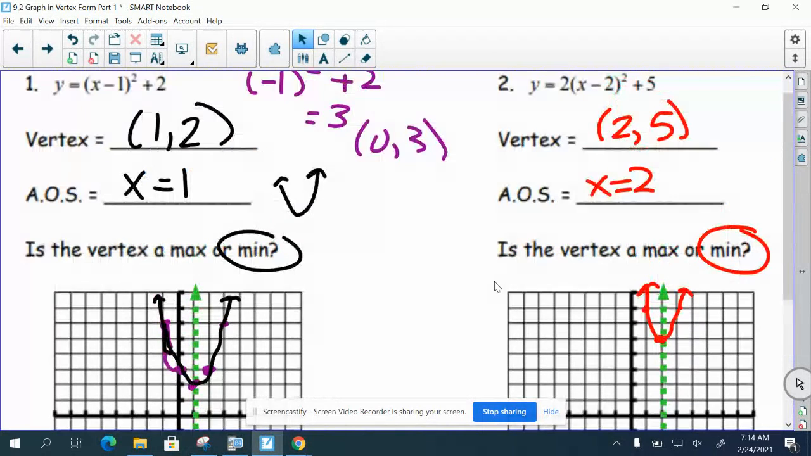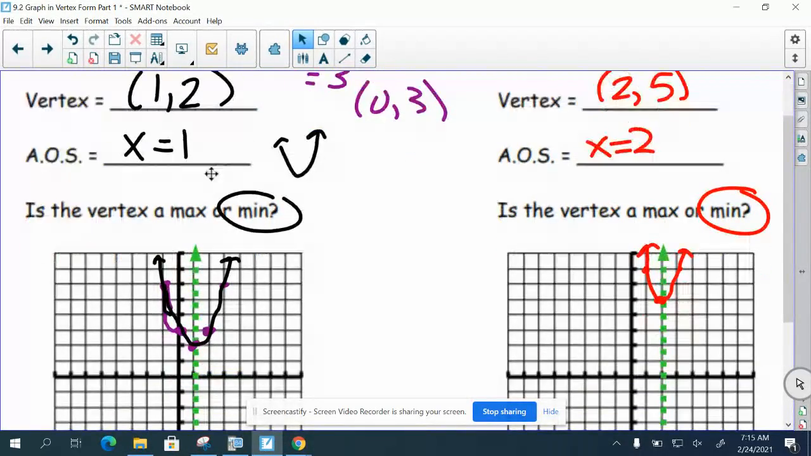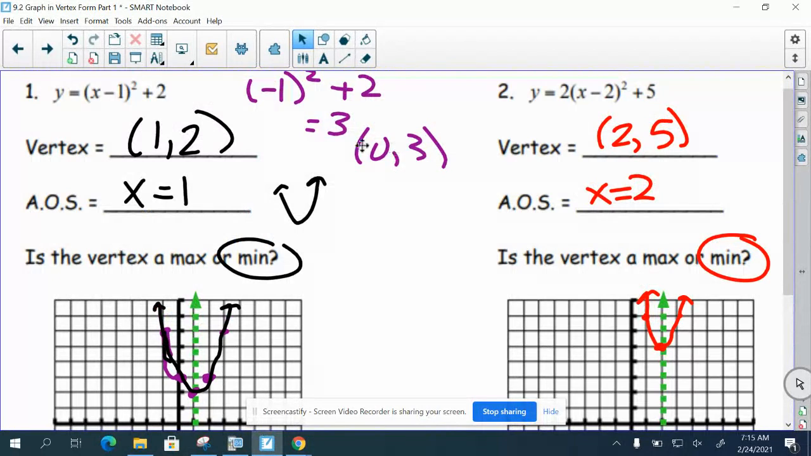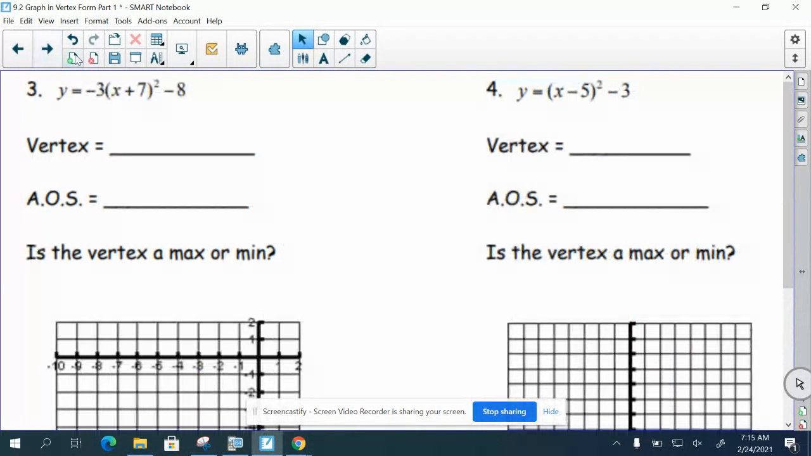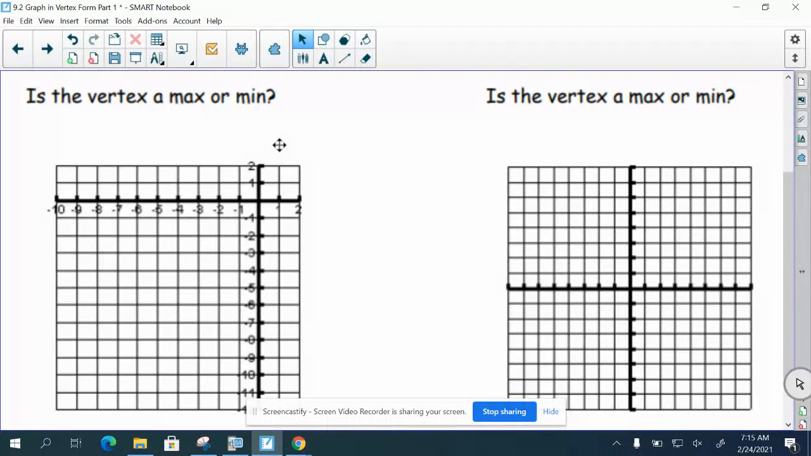Okay, and then also I would just want to mention that the nice thing about equations in vertex form is that with the graphing, you don't have to use negative b over 2a. The vertex is just right in front of you. So just keep that in mind. Vertex form is the easiest one to graph. The rest of this is pretty much the same.